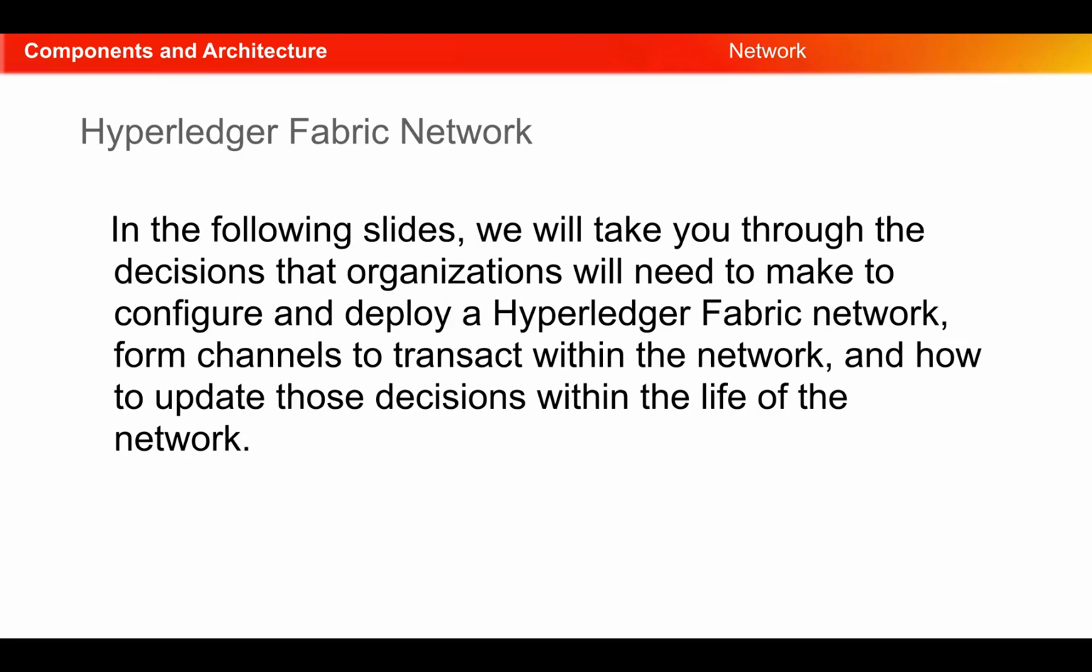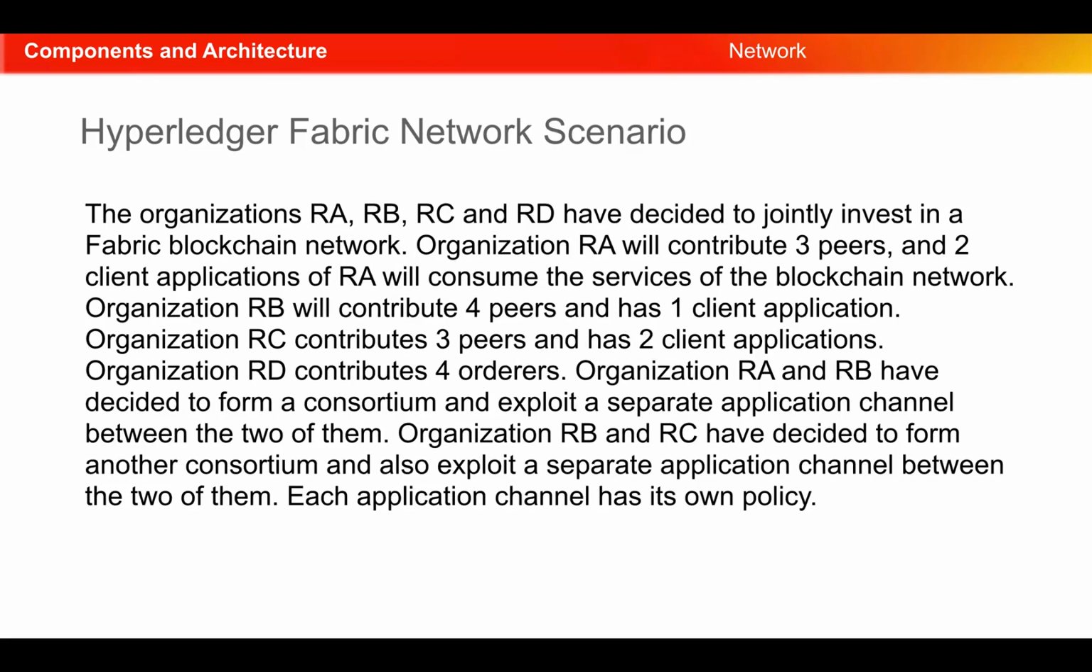that are agreed to by the consortium when the network is originally configured. So in the following slides, I'll take you through the decisions that organizations will need to make to configure and deploy a Hyperledger Fabric network, and also to form a channel to transact within the network, and how to update these decisions in the life of the network. So please revisit this slide once you understand the process which I'm going to explain in the next steps.